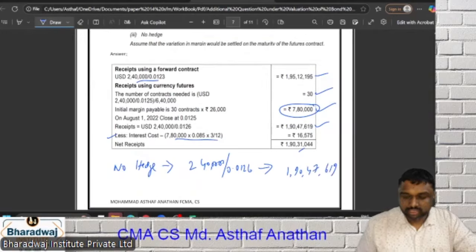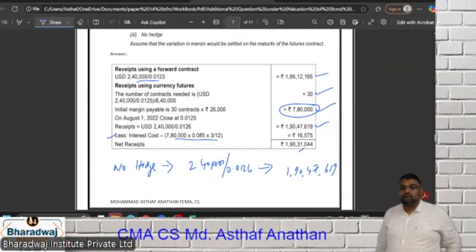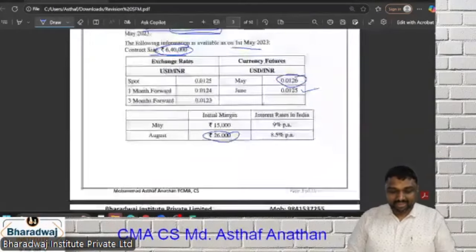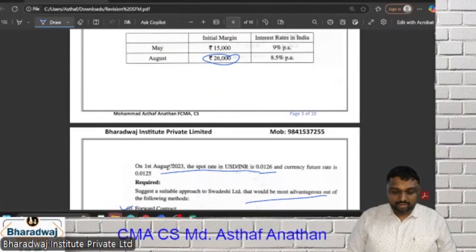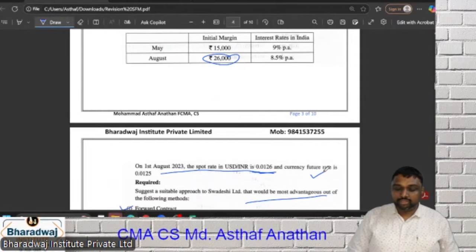So which is best? More receipt under forward contract. So best is forward contract. If no hedge, why did I take 1.0126? See the question. They tell very clearly: on 1st August, the spot rate is 0.126. Are you clear? Spot rate is 0.126. This currency future is not relevant. That is why we are not using it.